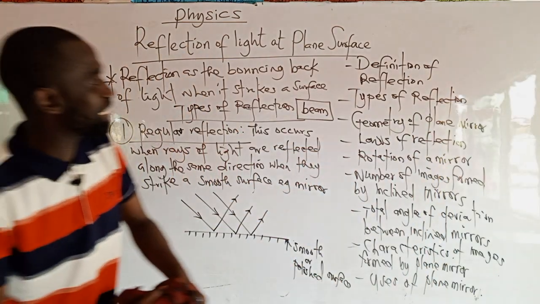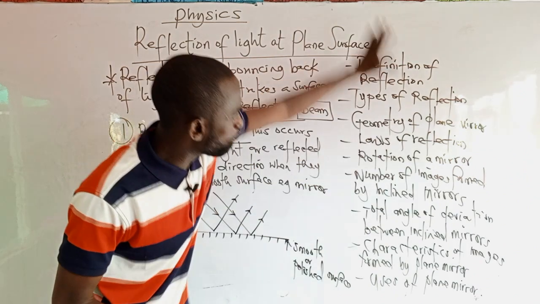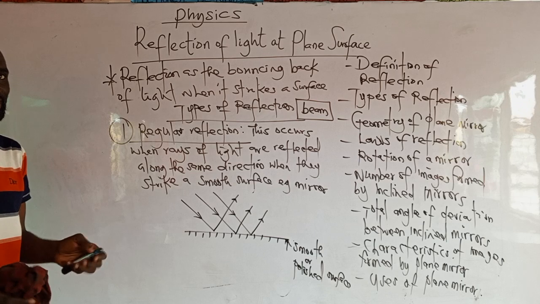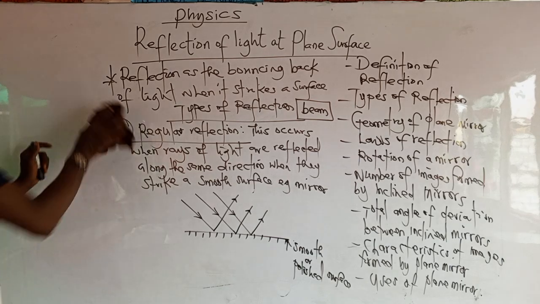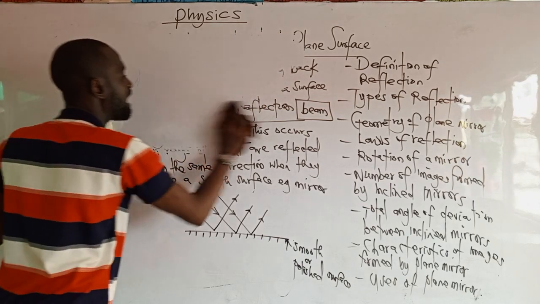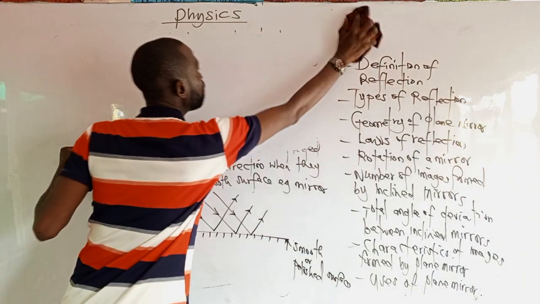So I'm just looking at this. These are a road map. So I'll be cleaning what I've explained here. Are you with me? So let's do the second one. The second type of reflection is what we call irregular reflection.